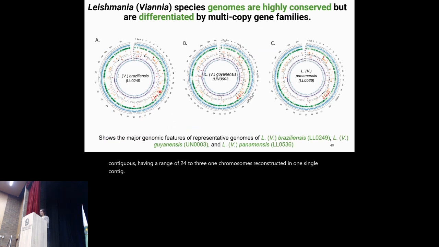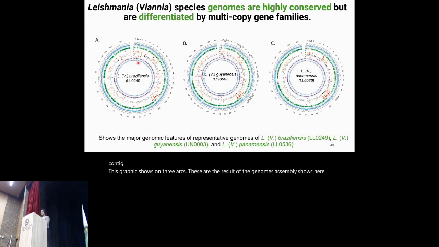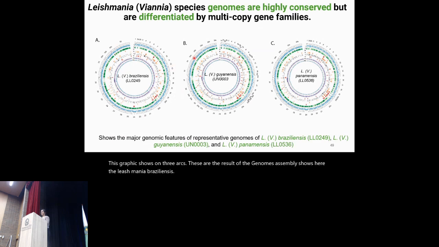This graphic shows 3 arcs. These are the result of the genome assembly. It shows here the Leishmania braziliensis circos, the Leishmania guyanensis circos, and the Leishmania panamensis circos. And I will say that the principal result of this study is that Leishmania Viannia species genomes are highly conserved, but are differentiated by multi-copy gene families.